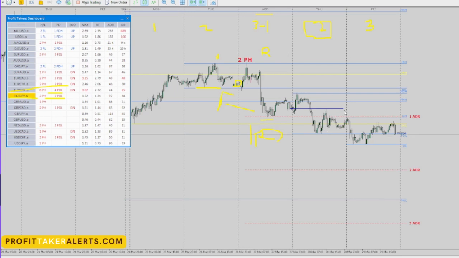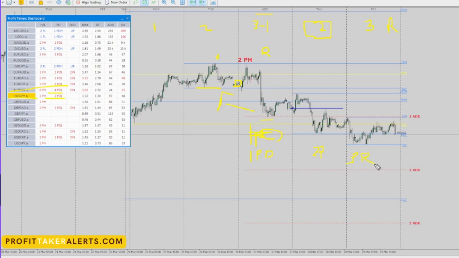So then here comes Friday, which is day 3, right? Which is also where we would expect a reversal to happen. Okay. So this is so sloppy. Sorry. So that's a 1 previous day. This is 2 previous day. And then now we have 3.